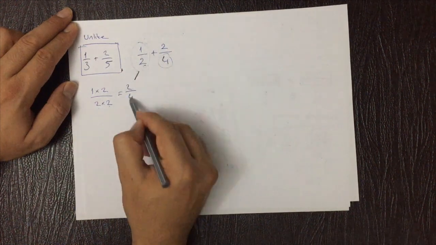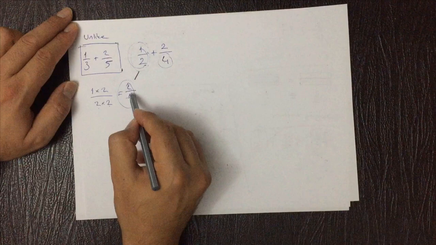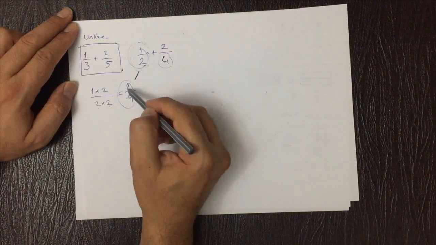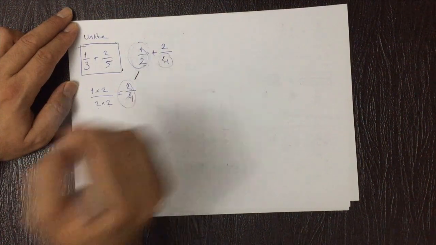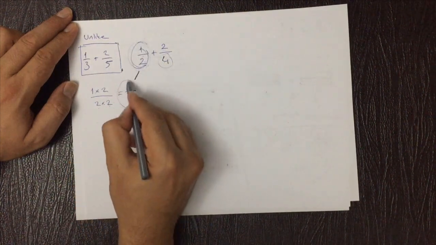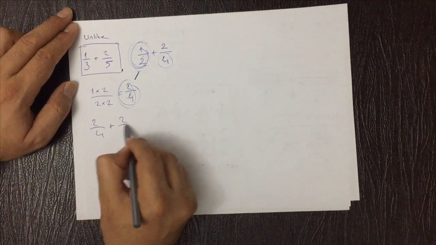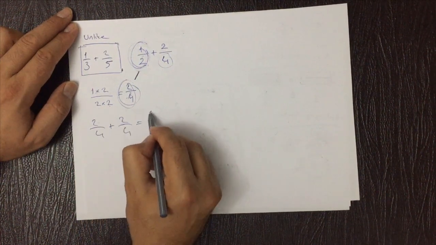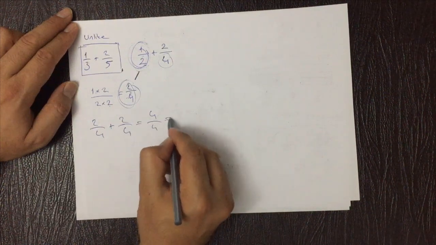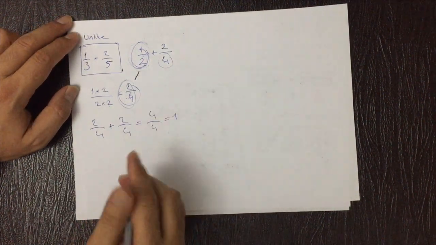So I can write this fraction in place of the other fraction. Let's write it. This is 2 out of 4 plus 2 out of 4. It is 4 out of 4, so it's 1. Doesn't matter, it can change.